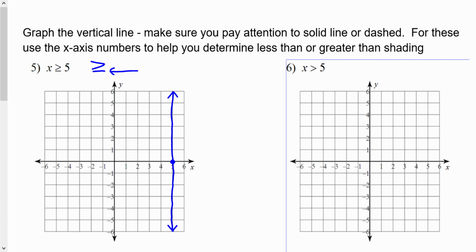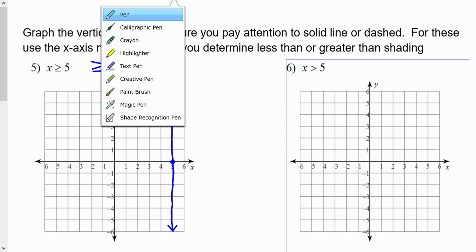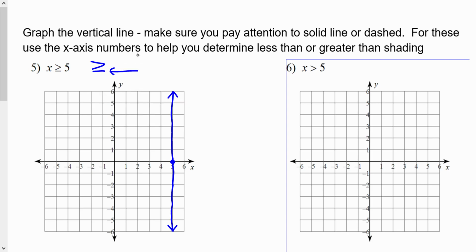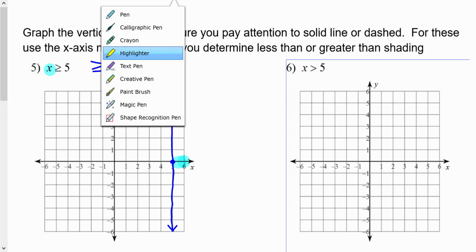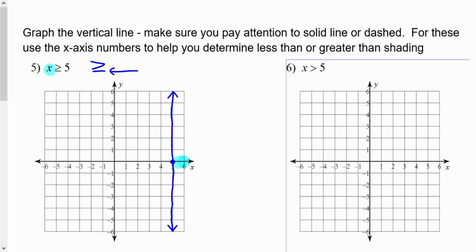And then we ask ourselves, how should I shade? Well, this is a vertical line, so we either have to shade to the left or to the right. And if you notice, the x in the inequality is all by itself. And we're saying x is greater than 5. Well, 6 is greater than 5. So basically, that means that we're going to be shading to the right. So any dot in the shaded region is a solution. Any dot on the line is a solution because it has that equal sign underneath the inequality. And any dot that's in the non-shaded region is not a solution.